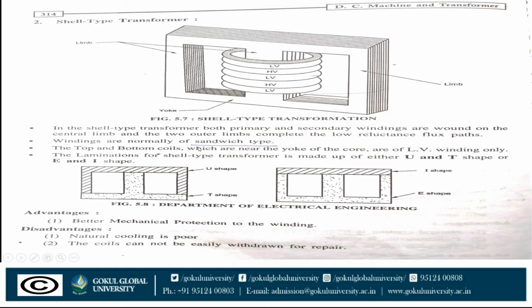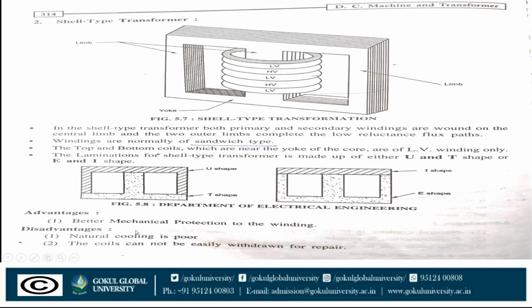Windings are normally of sandwich type. See that here LV, HV, then LV, HV, then LV. This looks like a sandwich. That's why it is called the sandwich type winding. The top and bottom coils, which are near to the core, are of LV winding. The lamination for shell type transformer is made up of either U section and T section, or you can say E section and I section. See here, E section and I section.